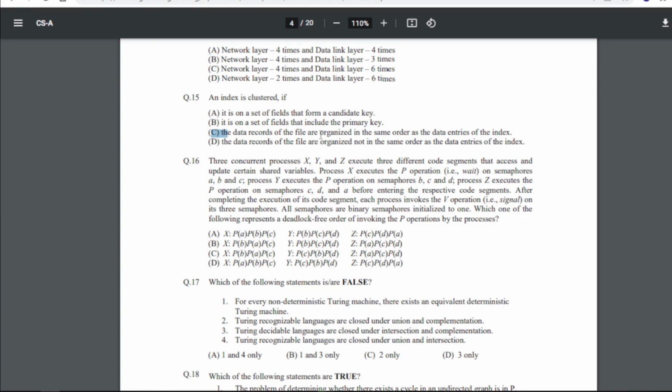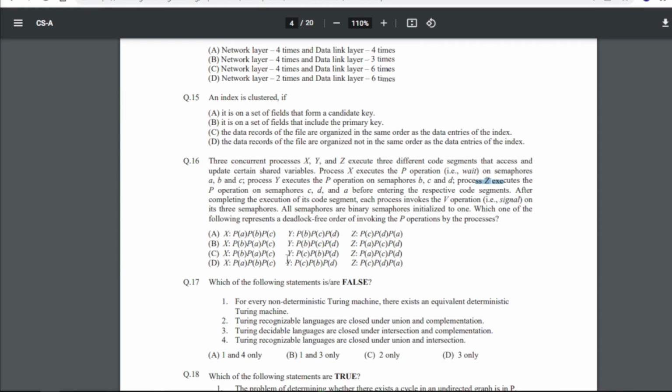Then for 16, it is asking that there are concurrent processes X, Y, and Z that execute 3 different code segments that access and update certain shared variables. Process X executes the P operations on semaphores A, B, and C. Process Y executes the P operations on semaphores B, C, and D. Process Z executes the P operations on semaphores C, D, and A before entering the respective code segment. After completing the execution of its code segment, each process invokes the V operation, that is signal, on its 3 semaphores. All semaphores are binary semaphores initialized to 1. Which one of the following represents a deadlock free order of invoking the P operations by the processes?